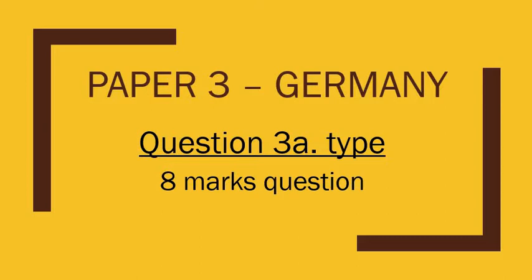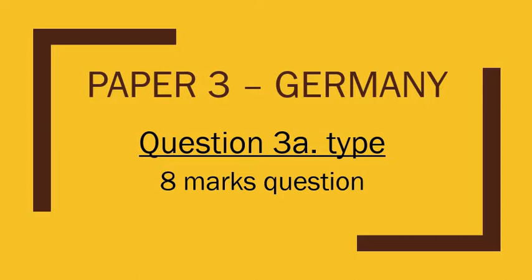So just to add a bit of context to this, the Germany exam paper has a section A and a section B to it. And the section B part is made up of 4 questions and they're called 3A, 3B, 3C and 3D. Sorry, that's my dog barking in the background.